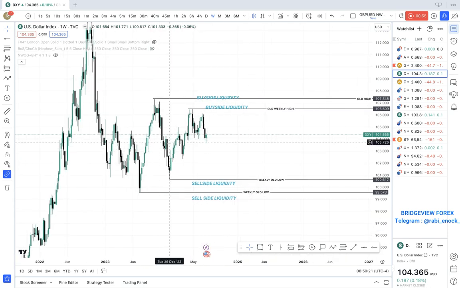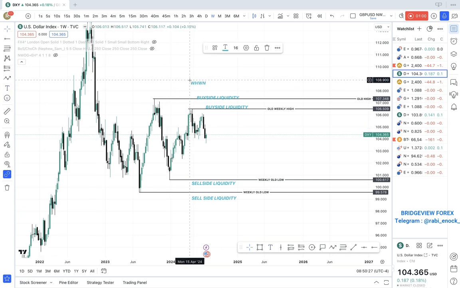Whenever price is moving, I want you to take your note and write something. Whenever price is moving, price is either targeting an old low, an old high, or inefficiencies.